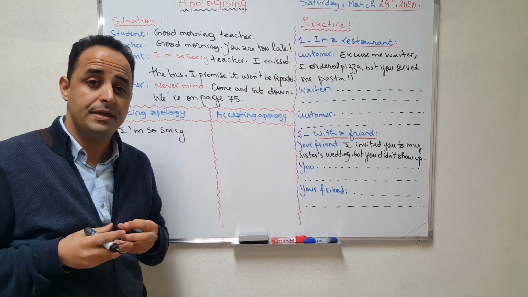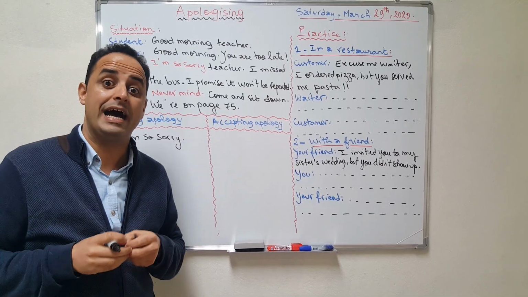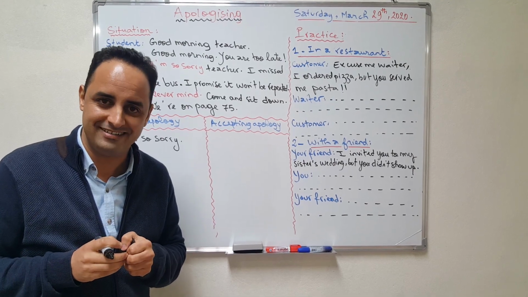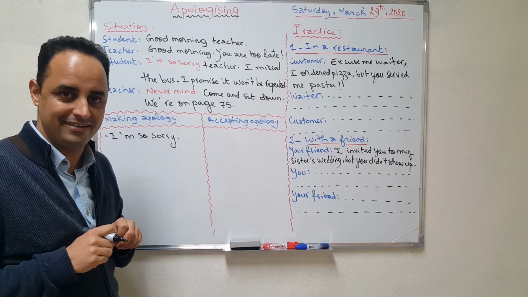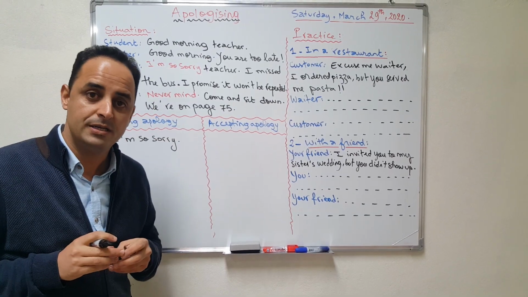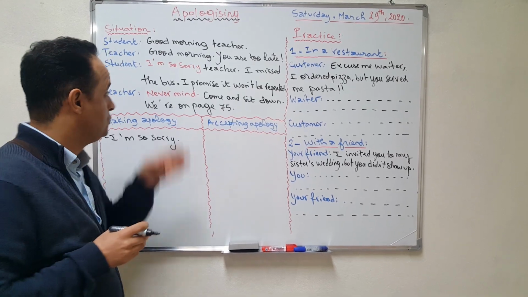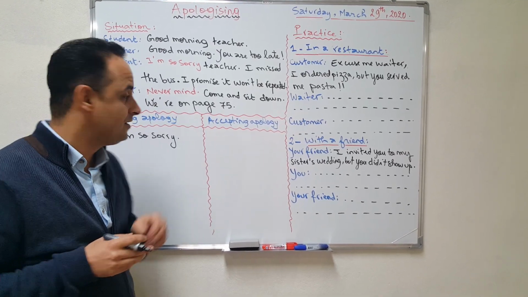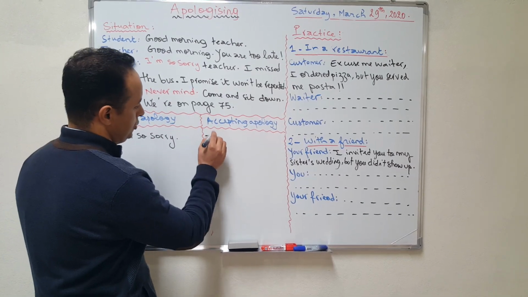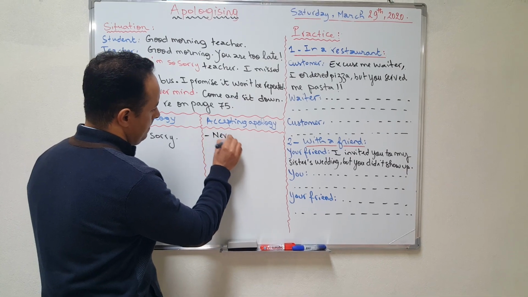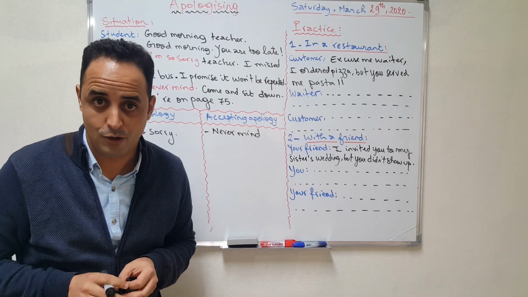Now, what expression does the teacher use to accept the student's apology? Wonderful. Never mind. The expression never mind is usually used to accept someone's apology. The student says, I'm so sorry. The teacher says, never mind. So we're going to write the expression in the second column, which is used to accept someone's apology.